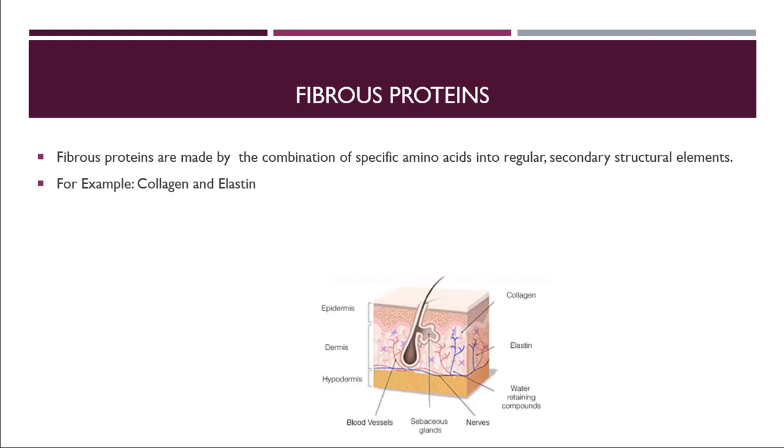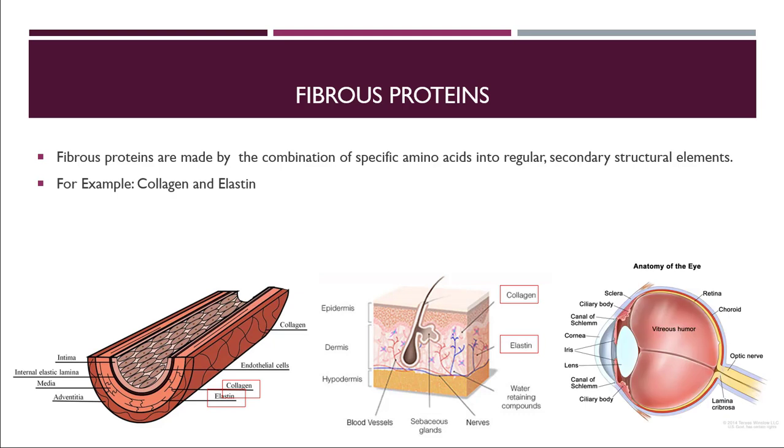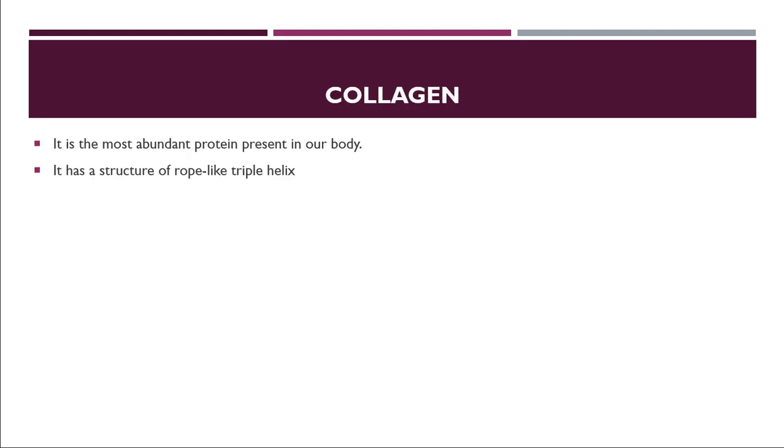Now, if I take the example of skin, you can see the collagen and elastin is present in it. This is the picture for blood vessel, and this is elastin, this is collagen, and this is the picture of the eye, and in the sclera and cornea, we do have collagen and elastin in it. Now, let's discuss collagen in detail first, and then we will discuss elastin in detail later on.